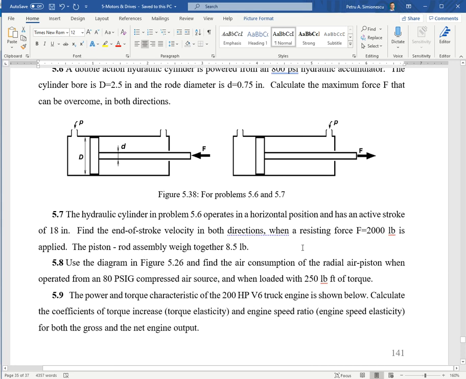It says find the end of the stroke velocity in both directions when a resisting force of 8,000 pounds is applied. A piston rod assembly weighs together 8.5 pounds. This is the dynamics problem. So you have a resisting force, and you also have inertia, and you have a travel. So you state Newton's second law, force equals mass times acceleration, and you want the velocity after 18 inches of travel. You state acceleration as derivative of v with respect to t. You change a variable from t to s.